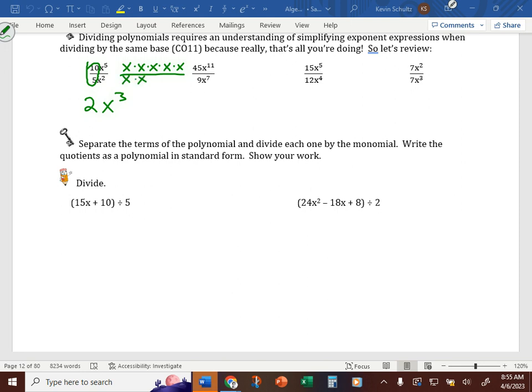Right? And anything divided by itself is what? No. Anything divided by itself is what? 1. So all of these pairs of x's, x divided by x, they essentially cancel out. Right? And if those 2 x's from your denominator cancel out with 2 in your numerator, Garrison, you're left with 3 in your numerator. So we get 2x cubed.